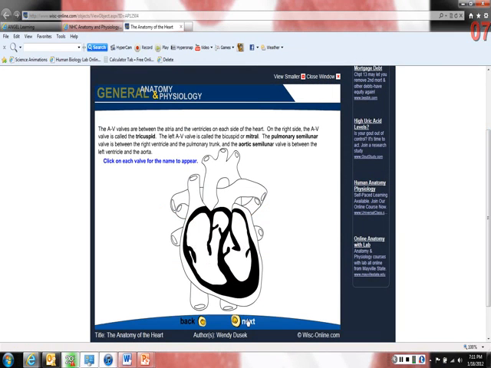The AV valves are between the atria and the ventricles on each side of the heart. On the right side, the AV valve is called the tricuspid. The left AV valve is called the bicuspid or mitral valve. The pulmonary semilunar valve is between the right ventricle and the pulmonary trunk, and the aortic semilunar valve is between the left ventricle and the aorta.